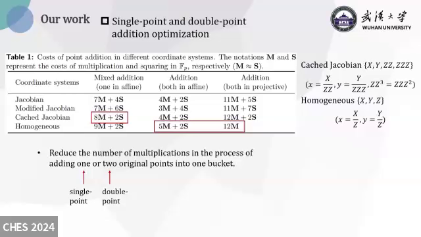The second optimization is to reduce the number of multiplications in the process of adding 1 or 2 original points into one bucket. After evaluating multiple coordinate systems like cached Jacobian coordinates and homogeneous coordinates, we mainly design two approaches. Based on the cached Jacobian coordinates as shown in the table, we can add a single point to the buckets within only 10 multiplications. It is the optimal choice for the single point approach.